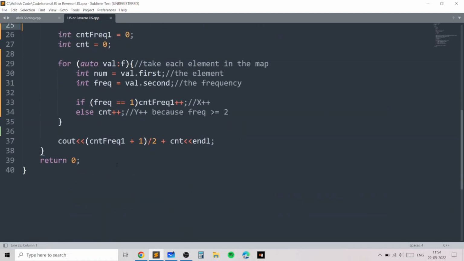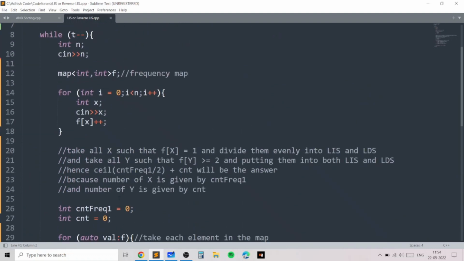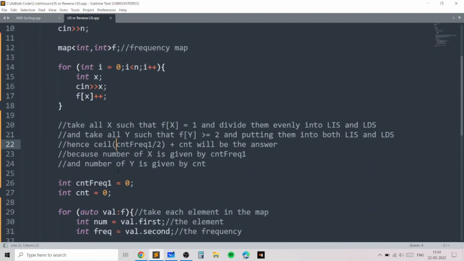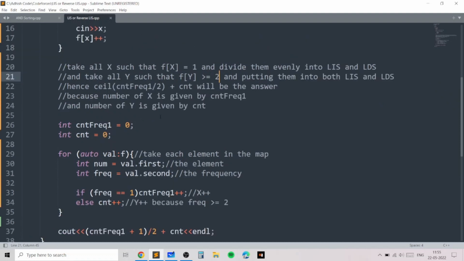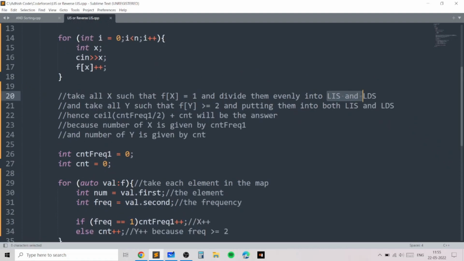And so I hope you got the construction and why this greedy idea of distributing the frequencies evenly into both halves when the frequency is 1, and when the frequency is greater than or equal to 2, putting them into both sides, one occurrence each, why that construction works in maximizing the LIS and the LDS. So I hope you got that construction.